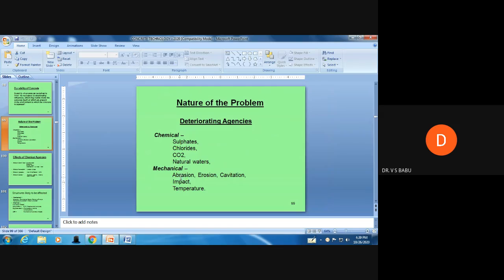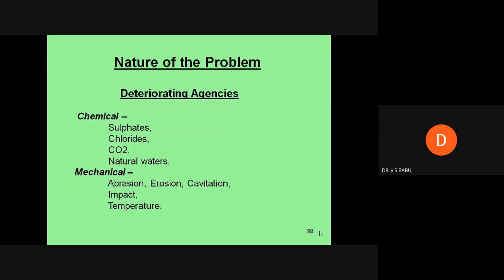But nowadays we don't talk much about the mechanical agency, because we can physically control it. What we can't control nowadays are the chemical agencies. These are very dangerous, and they are not visible to the eye. We can't control them: sulfate attack, chloride attack, carbonation, and hungry water. Because of these agencies, concrete members are being damaged widely. So as engineers and concrete specialists, we have to focus thoroughly on chemical agencies rather than mechanical agencies.